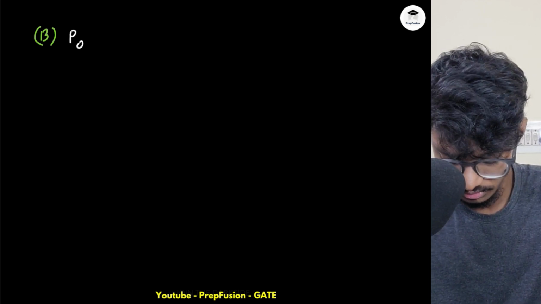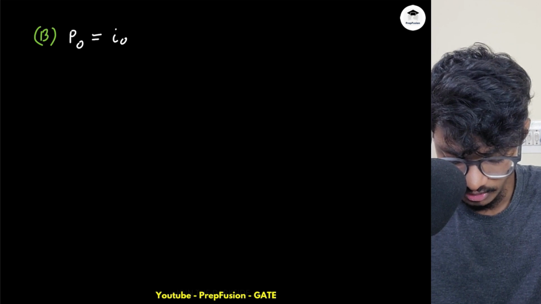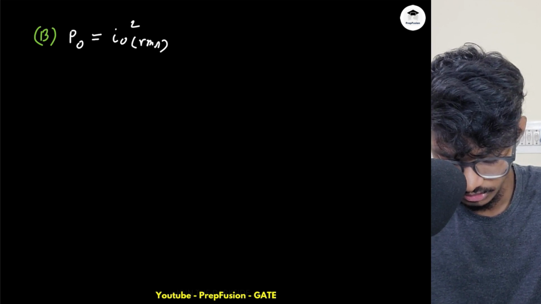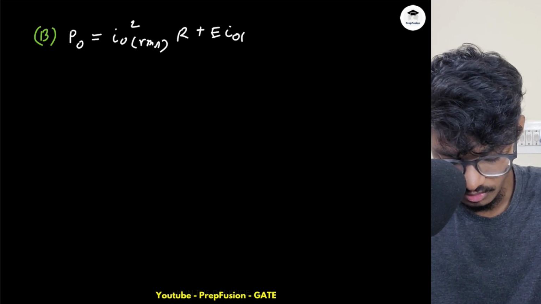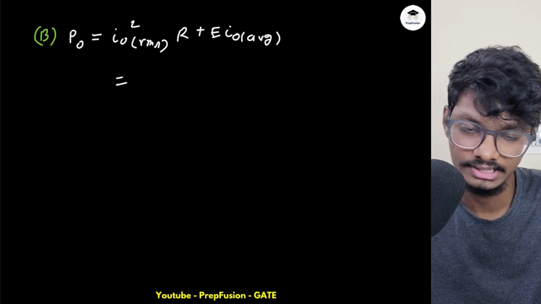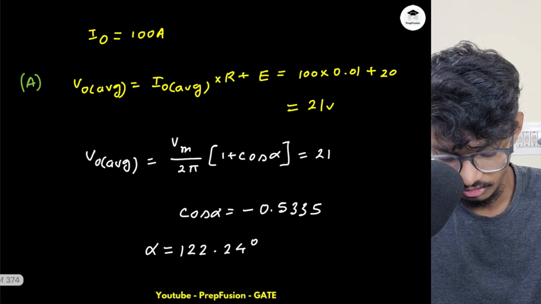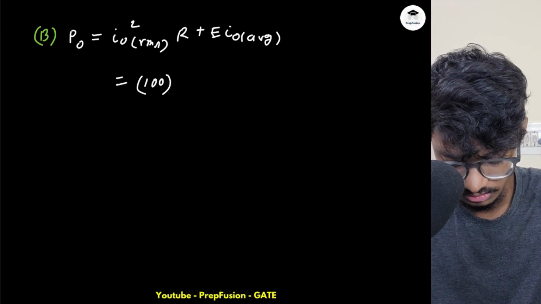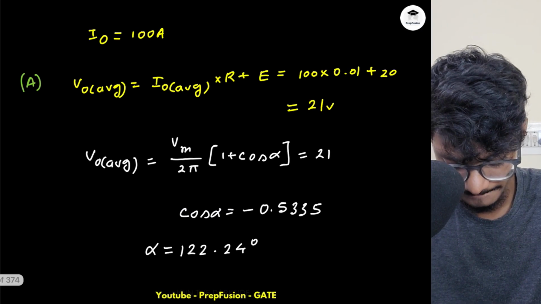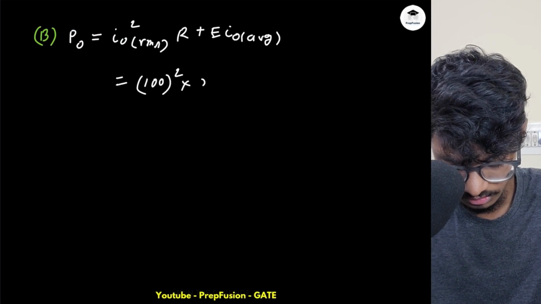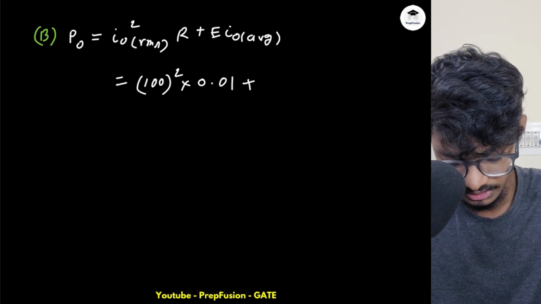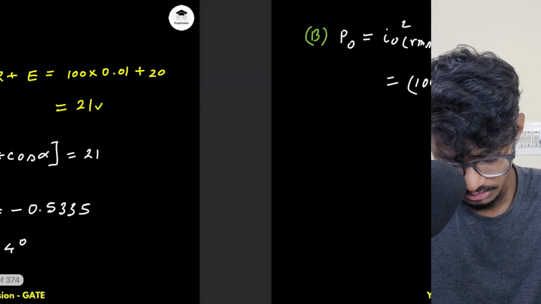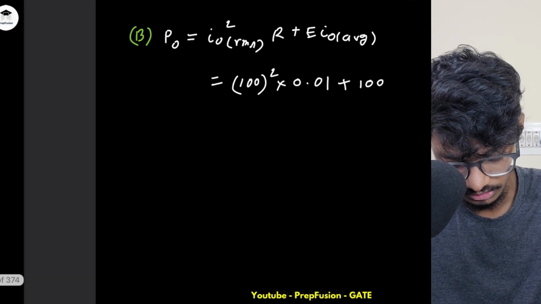PO equals IO RMS whole square into R plus E into IO average. IO RMS is basically IO average only, which is 100. So it is 100 whole square into R. R is 0.01, plus E. E is 100. No, E is 20 only.